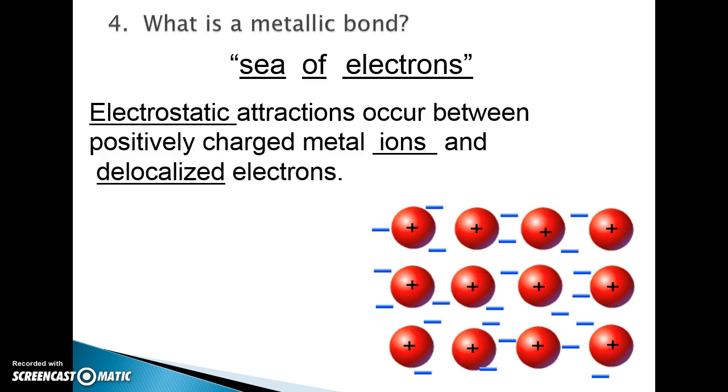When we talk about metallic bonds, we don't talk about these in a great amount of depth. The model that we usually use to talk about metallic bonds is the idea that we have a sea of electrons. So we have electrostatic attractions that are occurring between positively charged metal ions and delocalized electrons. Delocalized means relatively free moving.